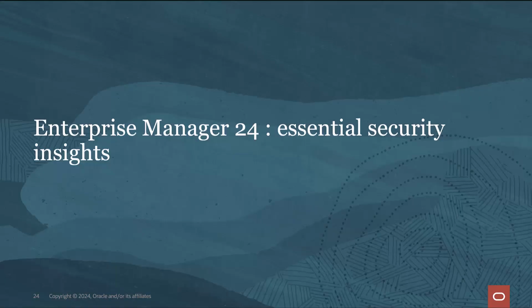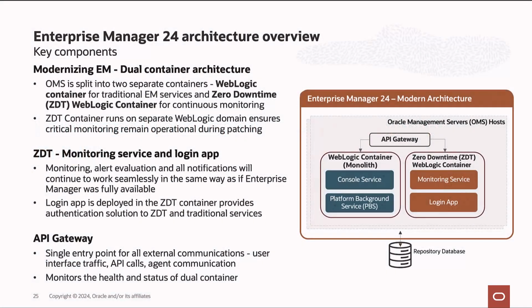In this section, we will learn more about security insights of Enterprise Manager 24. Let's take a closer look at the evolution of Enterprise Manager's architecture and how it has been modernized to better support operational needs and continuous monitoring. One of the most important advancements in this evolution is the introduction of dual container architecture. The architecture is now split into two containers, which optimizes how OMS operates.